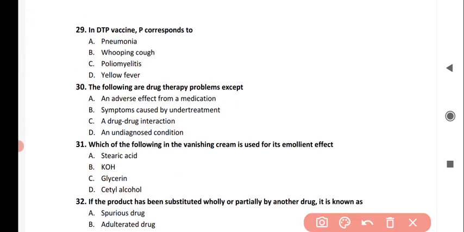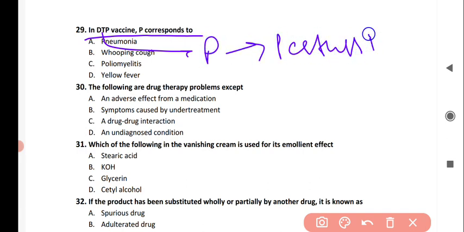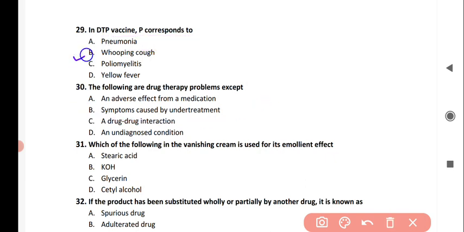So the next question is: in DTP vaccine, P corresponds to. The term DTP stands for diphtheria, tetanus and pertussis. So P is pertussis, and another name for pertussis is whooping cough. So option B will be correct for this question.